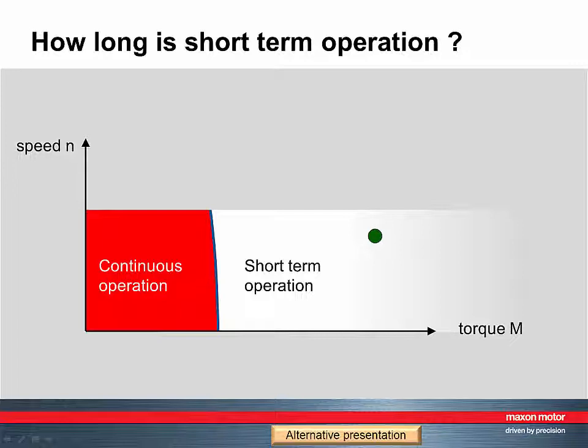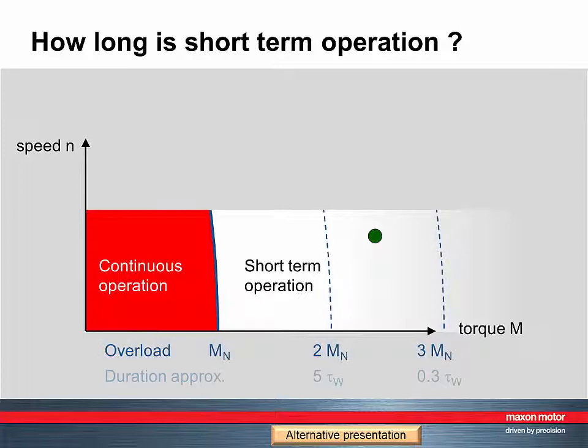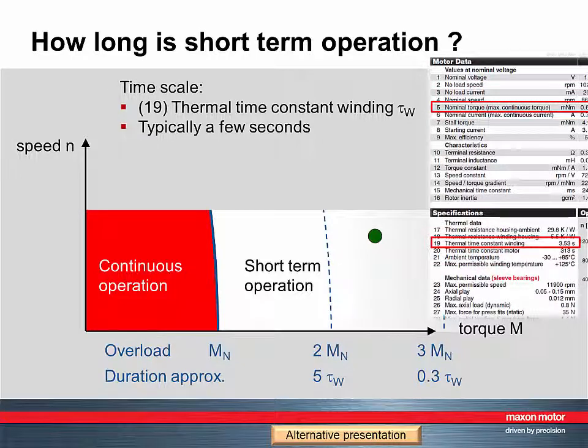As you can see from the diagram, there is a short-term operation, which essentially means it's possible to overload the motor, but only for a limited amount of time. And the big question here is, how long is short? It all depends, of course, on what kind of motor you have, on the motor size and the motor type. For each motor there is a time scale, and essentially the limitation comes from the winding temperature, or more precisely how fast the winding heats up. The natural time scale is therefore the thermal time constant of the winding. It can be found in line 19 of the motor specification. Typically, this time constant amounts to several seconds or up to half a minute for larger motors.